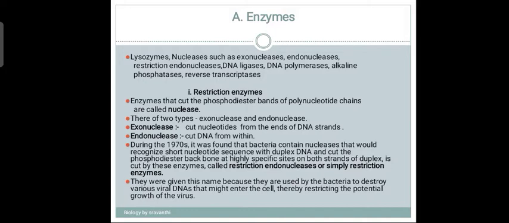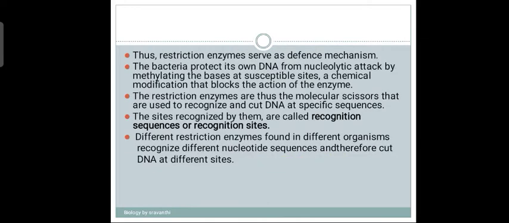For example, in a bacterial cell, to destroy foreign DNA that might enter the cell, if a virus attacks, the restriction enzyme recognizes the viral DNA strand, cuts it and destroys it. That means this restriction endonuclease acts as a defensive mechanism against foreign particles, and the bacteria modify their own DNA to block the action of that enzyme. So these restriction enzymes are called molecular scissors.